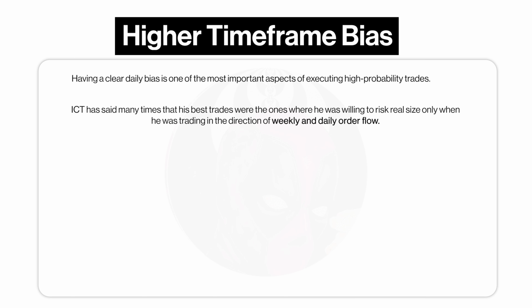Having a clear daily bias is one of the most important aspects of executing good trades. ICT has said many times that his best trades were the ones where he was willing to risk real size only when he was aligning with the daily and weekly order flow. That is not a coincidence. That is how the algorithm is designed to deliver price.